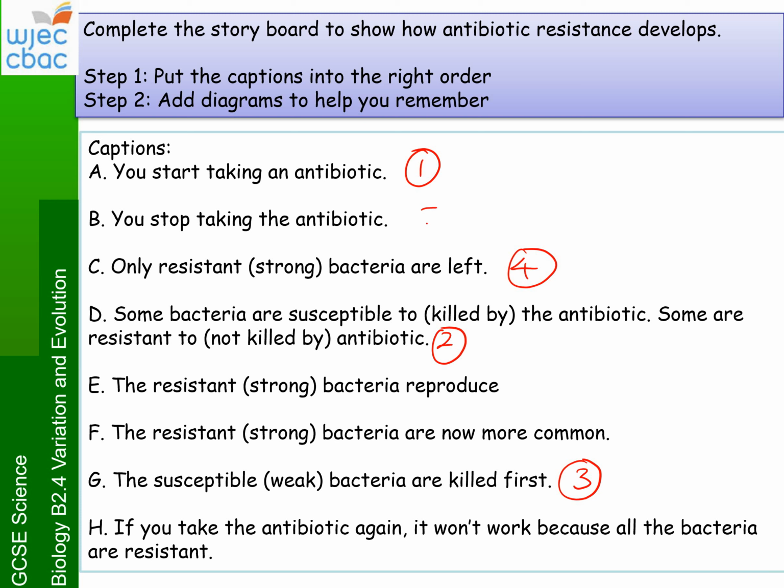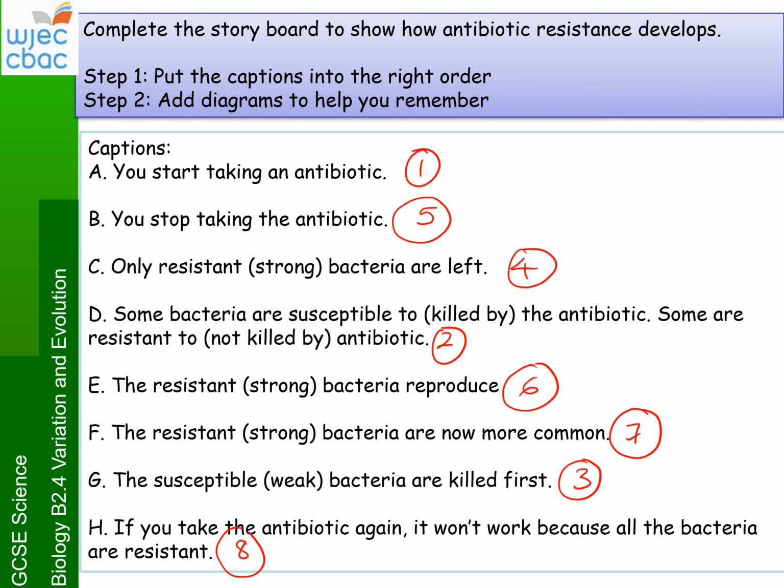Number 5, you might be feeling better, so you stop taking the antibiotic. Always a good idea to finish the course that you've been prescribed by your GP. And E is number 6, the resistant strong bacteria reproduce. And number 7, the resistant strong bacteria are now more common. If you take the antibiotic again, it won't work because all the bacteria are resistant.